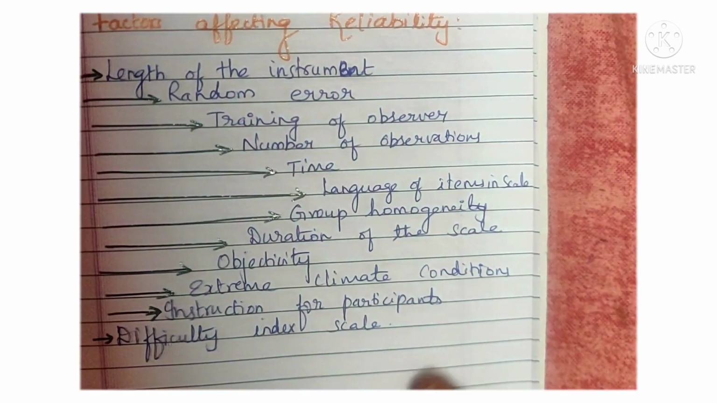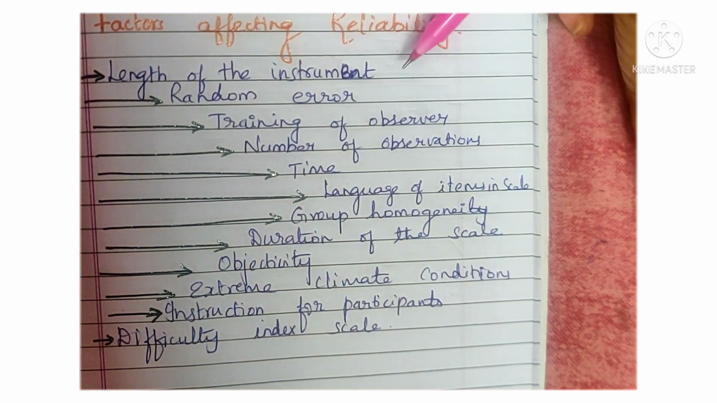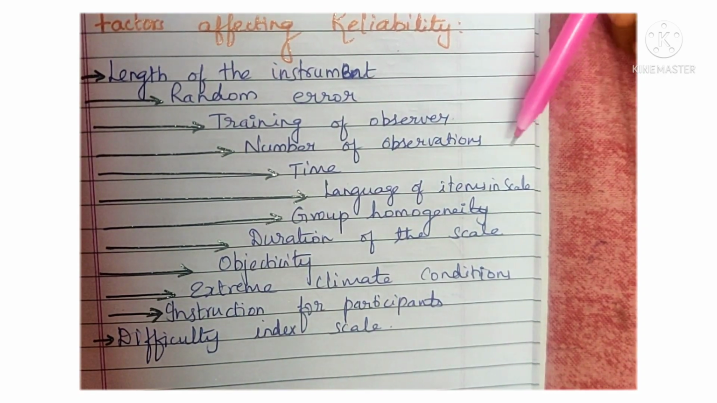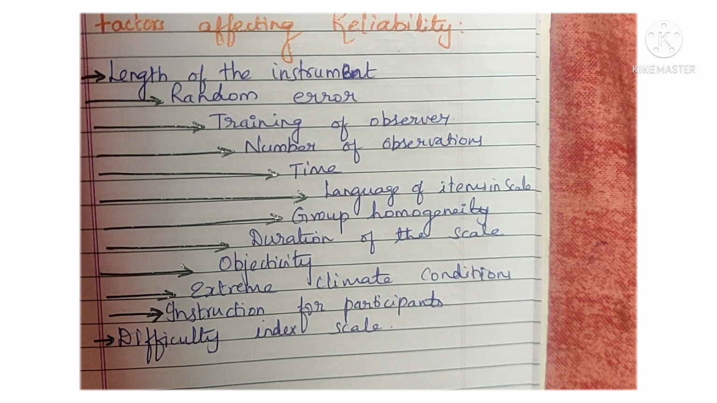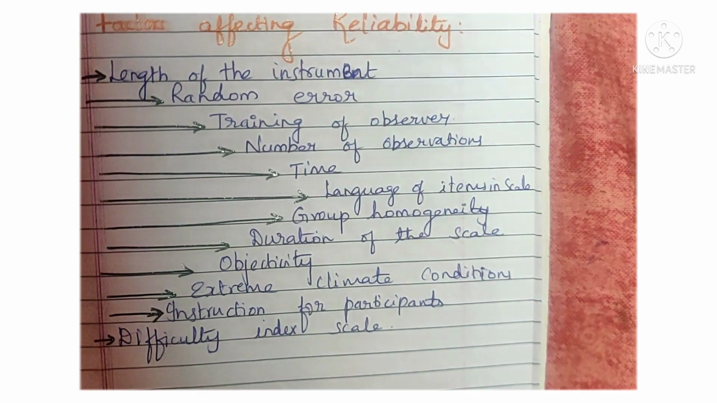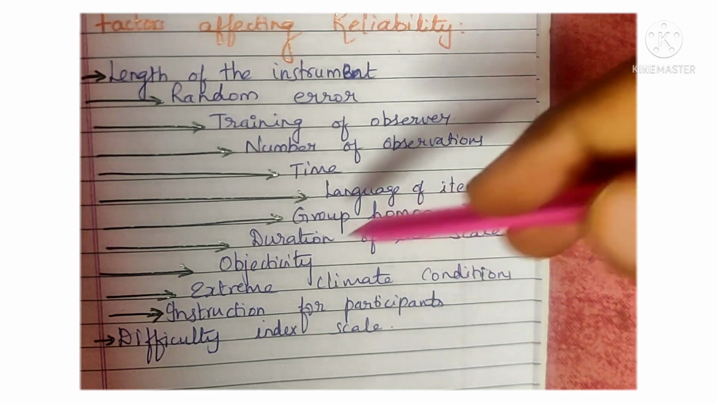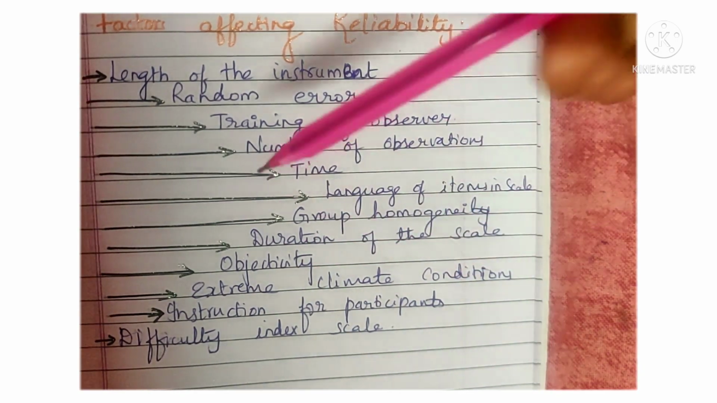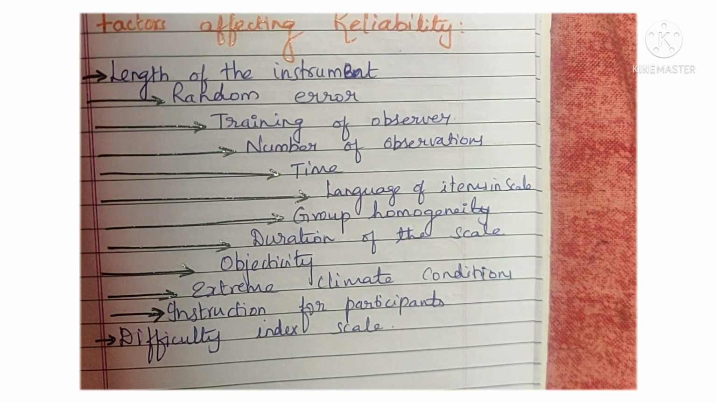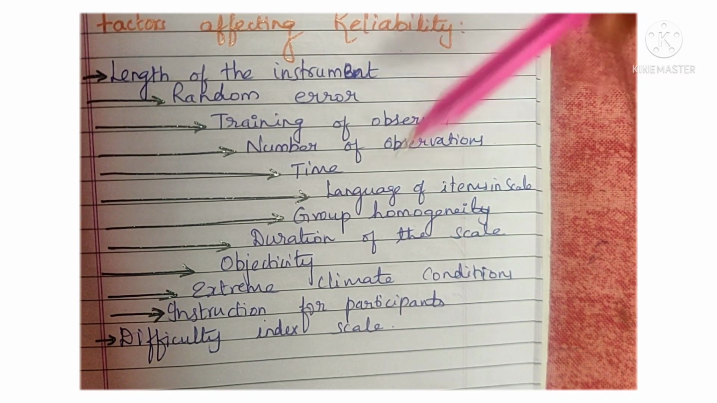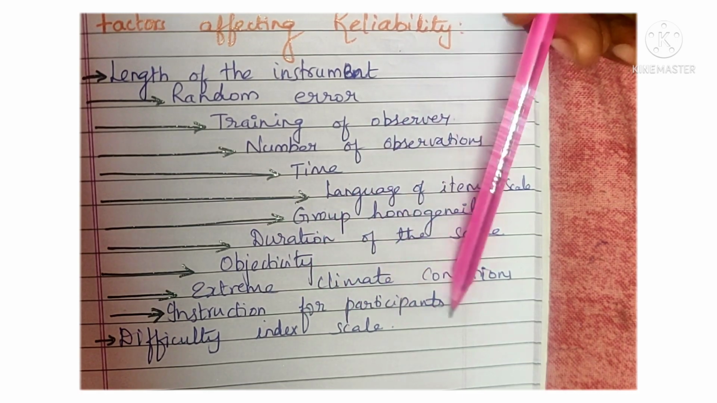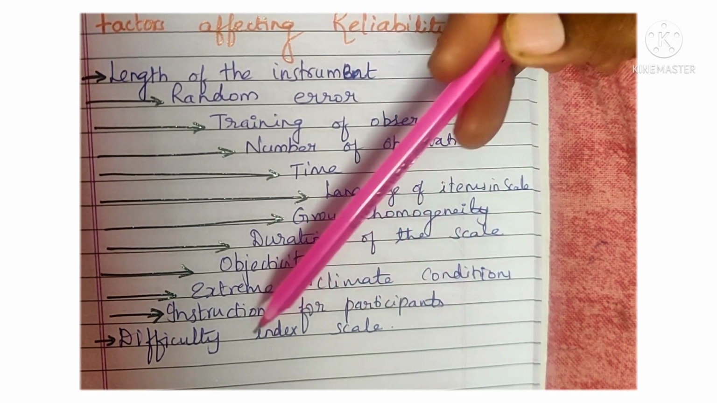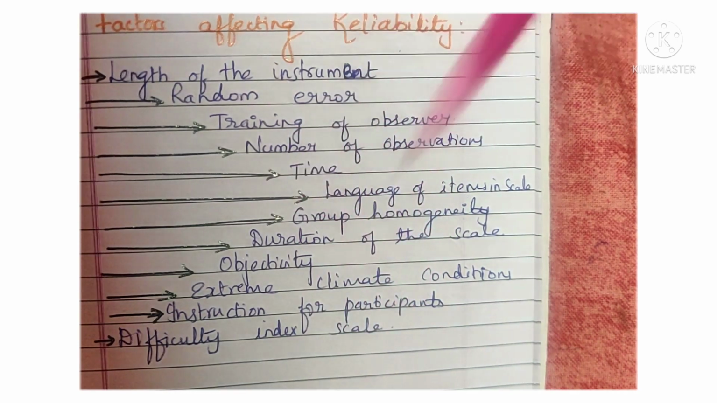There are some factors which affect reliability: length of the instrument, random error, training of the observer, number of observations, the time allotted, language of items in the scale or tool you are using, group homogeneity, that is a group with the same characteristics, duration of the scale, how long you are going to administer it, and objectivity. Objectivity means you should not have any bias or personal judgment or opinion. Then extreme climatic conditions, the environment where you are administering the tool. Then the instructions given to the participants. Then difficulty index level, that is the understanding level.